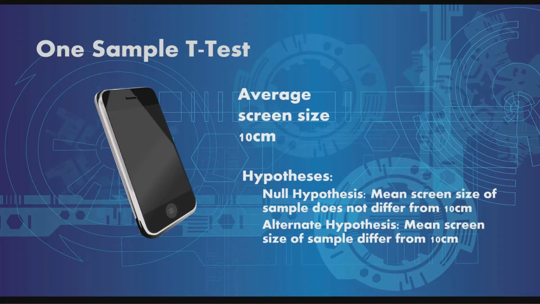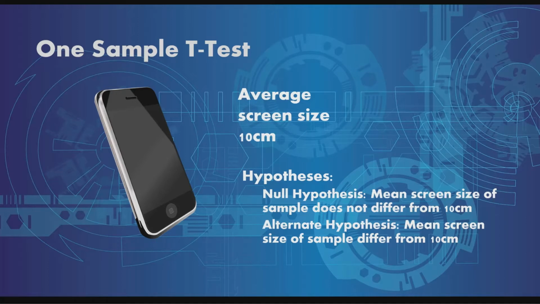Let's try on the one sample t-test. Let's say there is a mobile manufacturer that would like to measure whether their screen size actually does not differ from the average screen size, which is 10 centimeter. So the hypothesis that you can run is that the null hypothesis, mean screen size of sample does not differ from 10 cm. Whereas the alternate hypothesis, mean screen size of the sample differ from 10 cm.